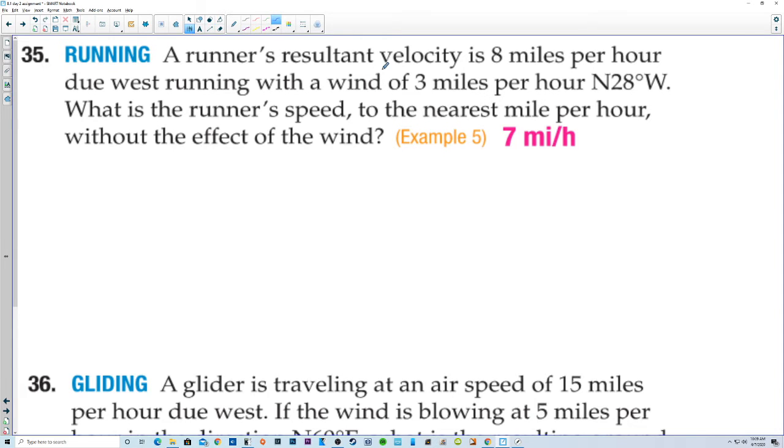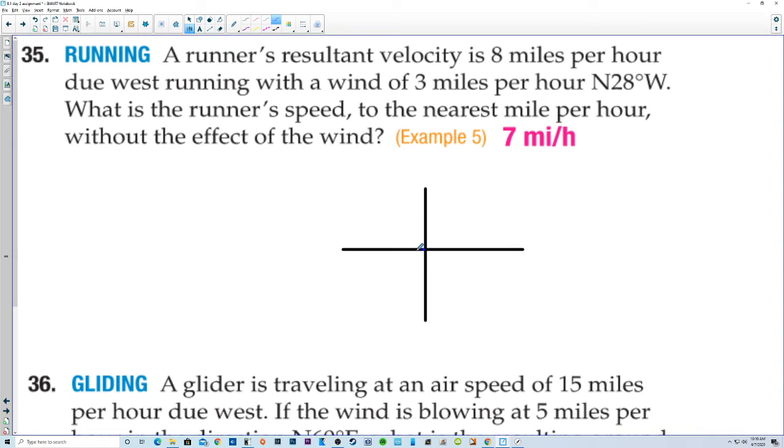A runner's resultant velocity is 8 miles per hour, due west, running with a wind of 3 miles per hour, north 28 degrees west. What is the runner's speed to the nearest mile per hour without the effect of the wind? So let's start the runner right there. Like this.